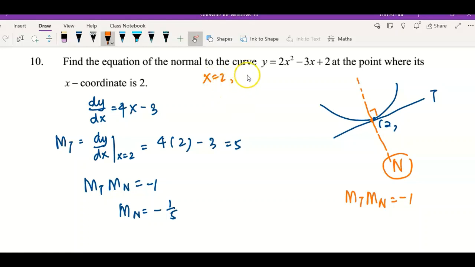X equals 2, what is the value of y? I substitute 2 into the curve equation. I get 2 squared minus 3 multiplied by 2 plus 2. That is 4, 2 threes are 6, so 4 minus 6 plus 2. That will be minus 2 plus 2, which is 4. Meaning that at this point the y-coordinate is 4. That is, the coordinate is (2, 4).